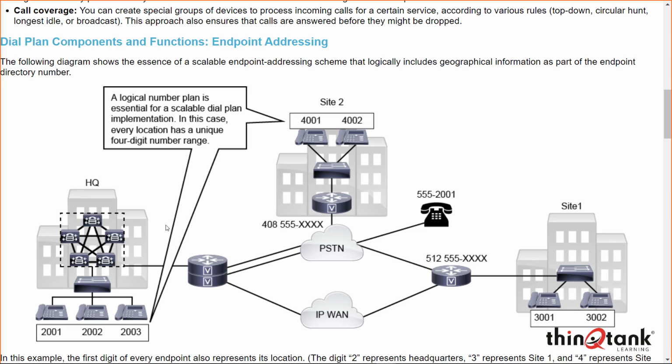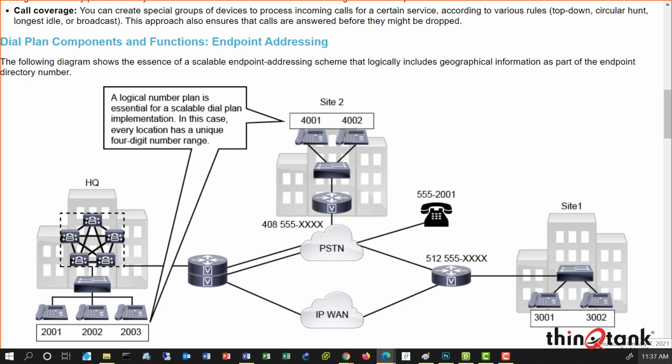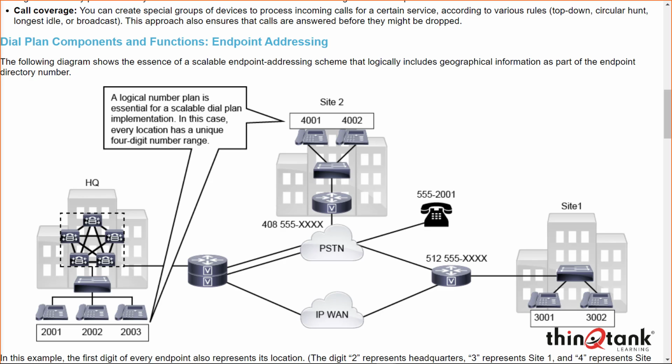So that's a consideration. Now, in this particular example, every endpoint has an extension that basically represents its actual location. And ideally, that's what we would love to have. We want to be able to identify the physical location of the phone based on its assigned directory number. Now, it's not a big deal.